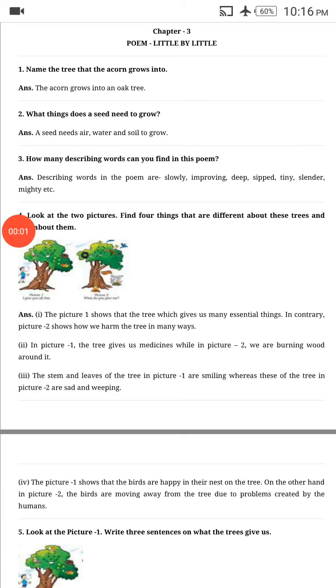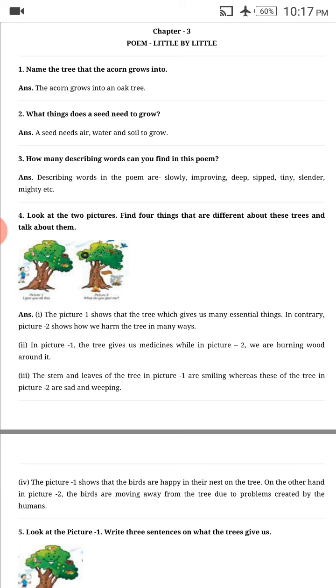Hello students, in the previous video we learned the poem Little by Little, right? Now today we are going to learn the question answers of the poem. First question, name the tree that the acorn grows into. In the lesson we learned acorns grow into oak trees. So the answer is: the acorn grows into an oak tree.